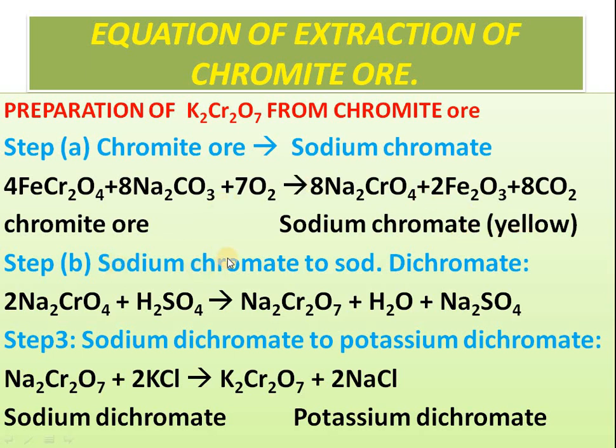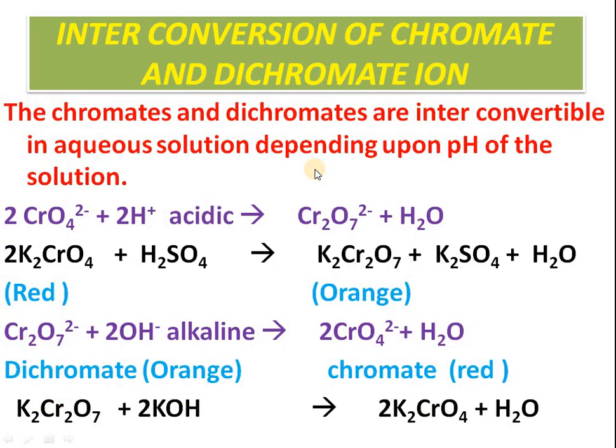And this sodium chromate is then converted to sodium dichromate. How? By sulfuric acid. So sulfuric acid is here, you see that it is converting sodium chromate to dichromate. Next is sodium dichromate to potassium dichromate. It's very easy. We are simply adding KCl and interconversion of sodium and potassium ion takes place. So these are the reactions for preparation of potassium dichromate from chromite ore.